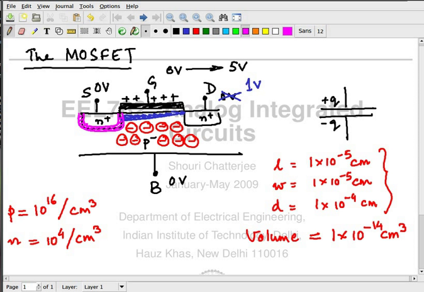Similarly, there is going to be another depletion region between the drain and the body. Now, is that depletion region going to be larger than this one or smaller? Why is it going to be larger? Drain to body junction is reverse biased, so the depletion width will be more in that case.